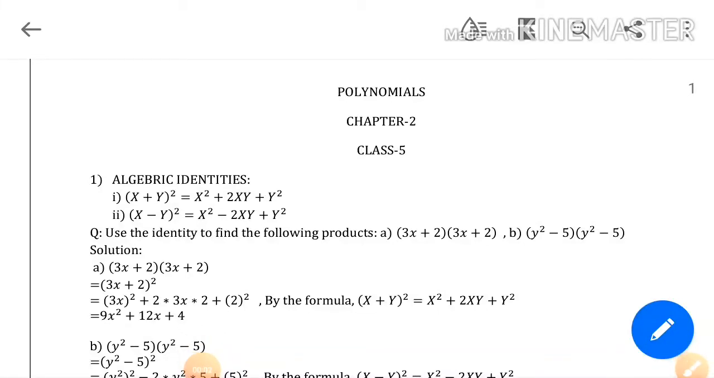Hello students, this is our fifth class of polynomial. In this class we will discuss the algebraic identities. Actually, an identity is a formula.